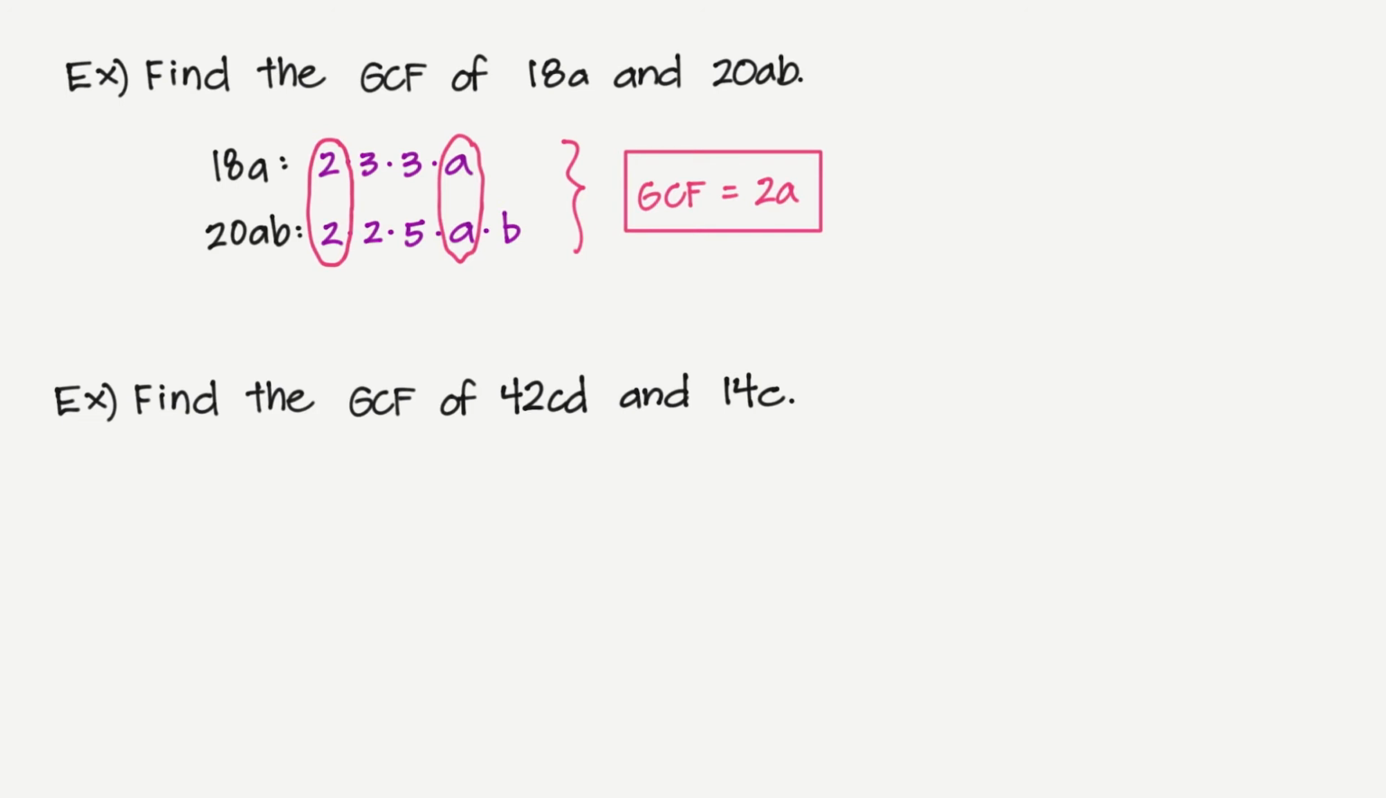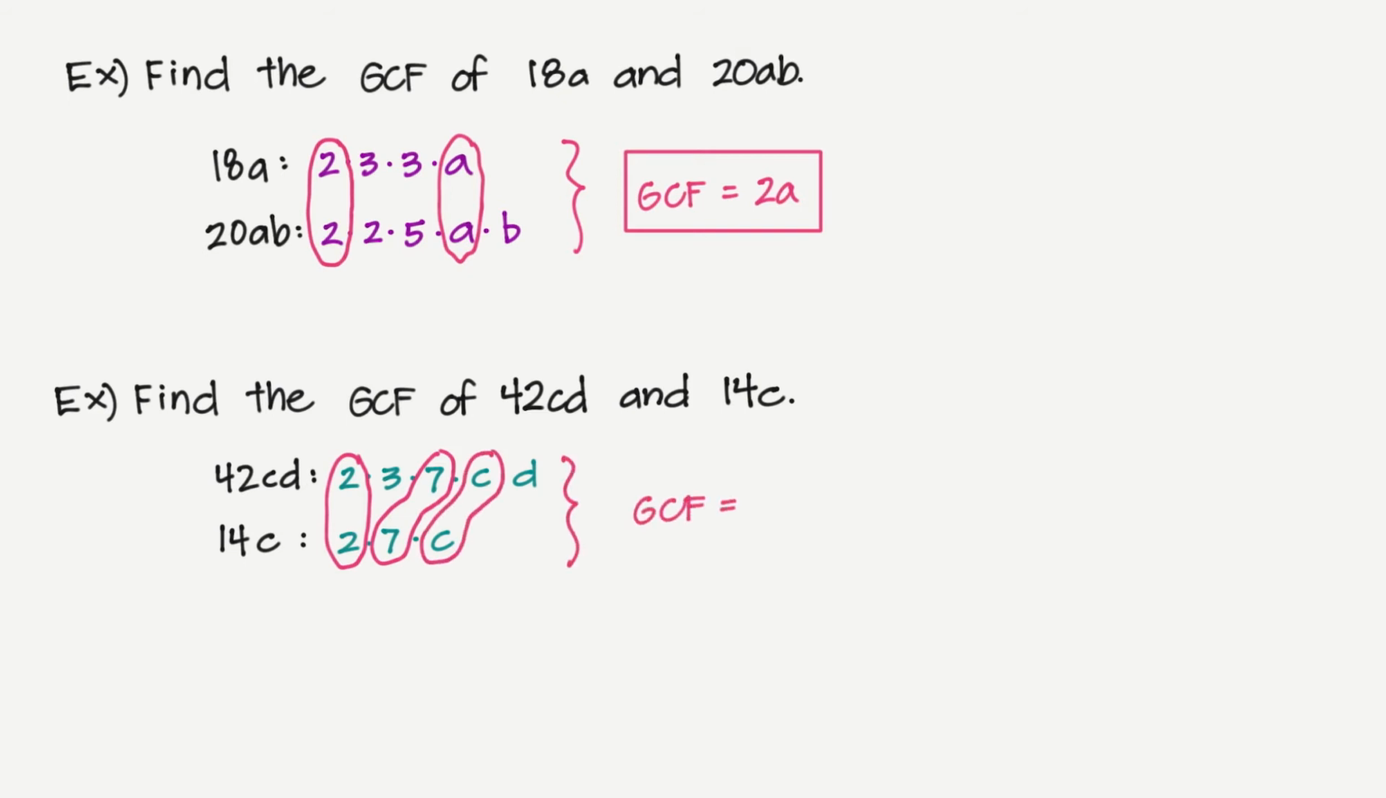All right, let's find the GCF of 42cd and 14c. And I'm going to start by seeing if they're divisible by 2, which it is. So that's 2 times 21, and 21 is 3 times 7. And then I have my c and my d. 14 is 2 times 7, and then I have my c, and that's it. So now I can go ahead and circle what they have in common. They have a 2 and a 7 and a c in common. 2 times 7 is 14, so my GCF is 14c, and I'm done.